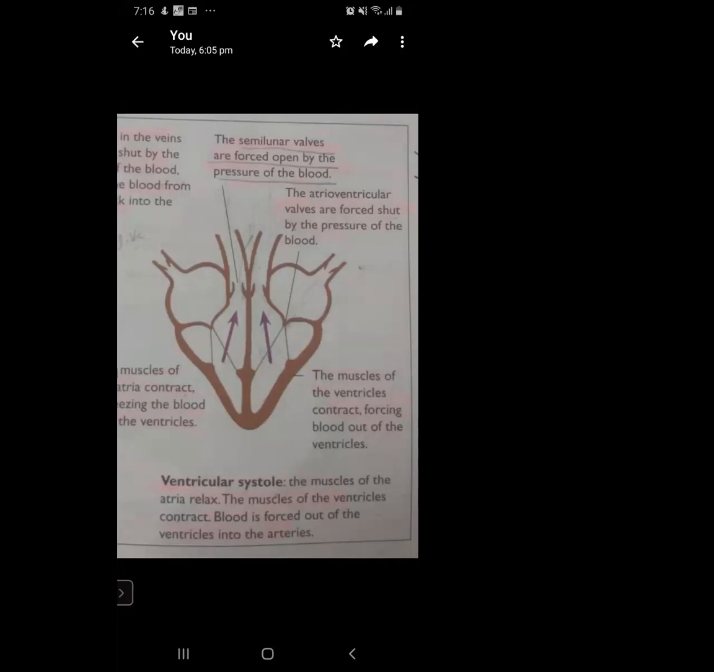Now, next is when the ventricles are squeezing, they're contracting. As you can see, the volume within the ventricles has dropped, okay? So again, the fluid will move from a region of high pressure to low pressure.